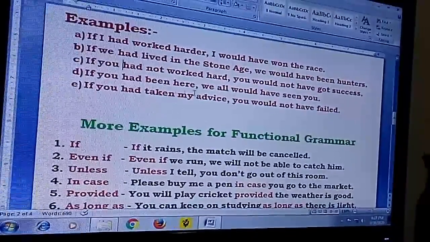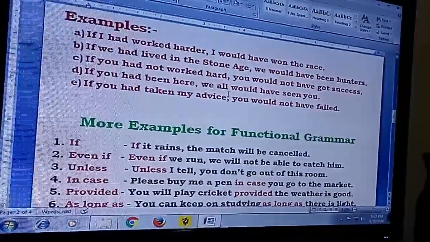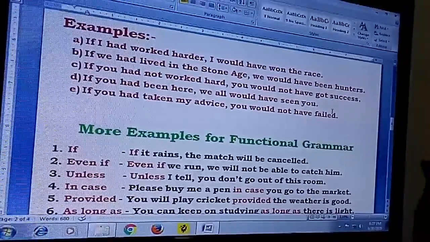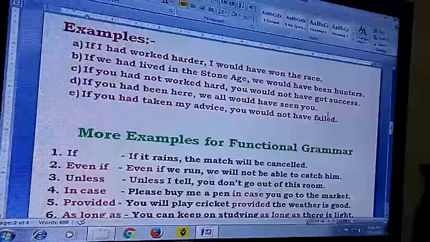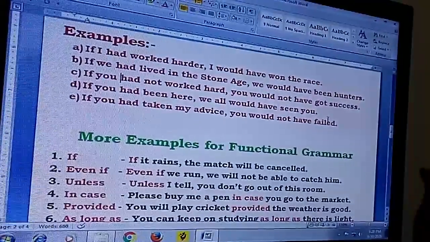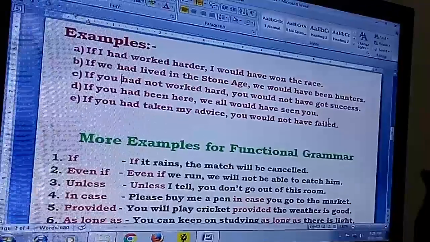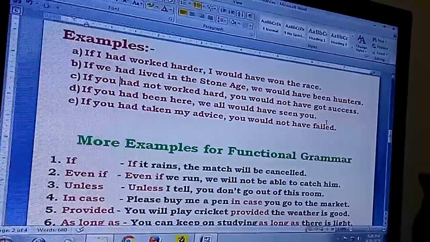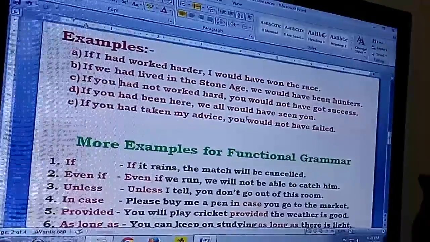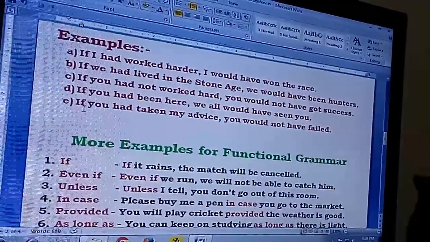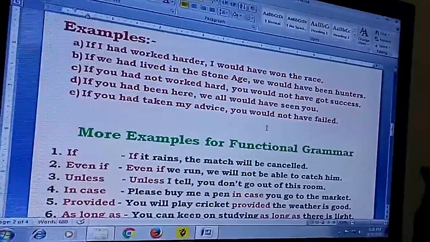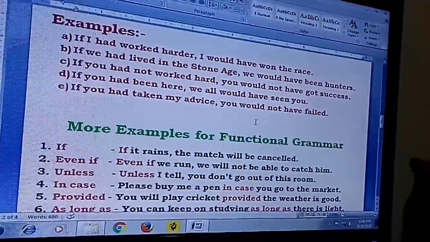If you had been here, we all would have seen you. But just because we had not seen you, you are not here. That is the way of, it is called, interpreting this sentence. So if you had been here, we all would have seen you. If you had taken my advice, you would not have failed.